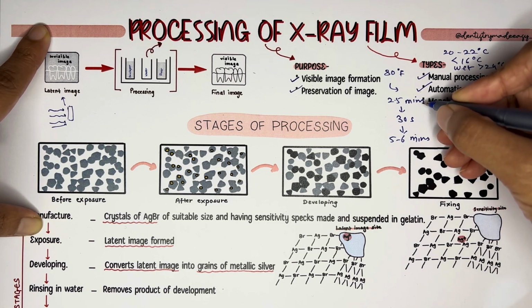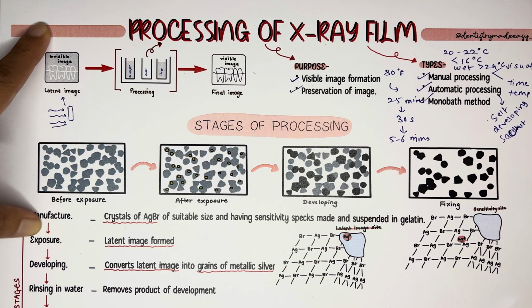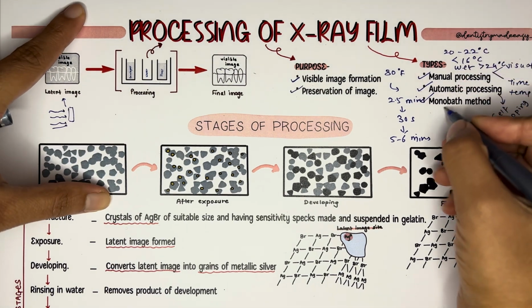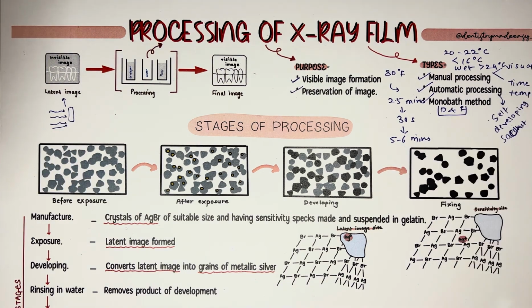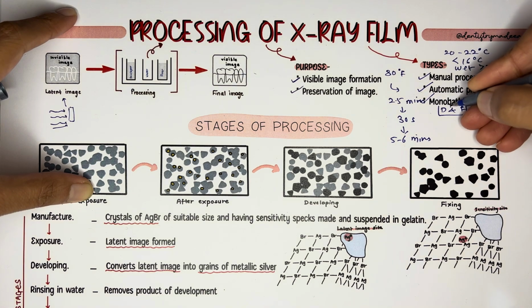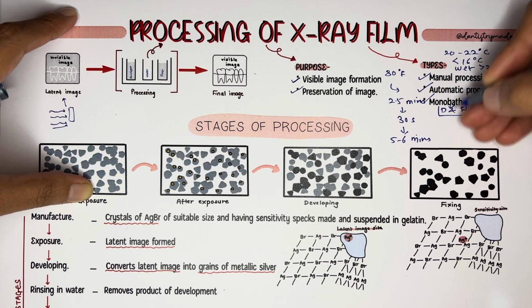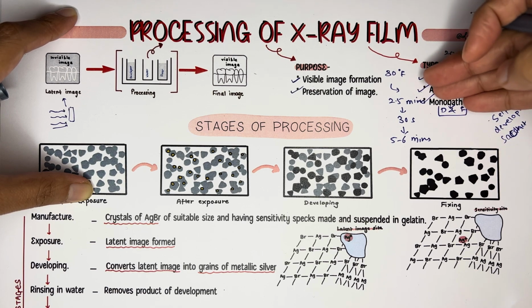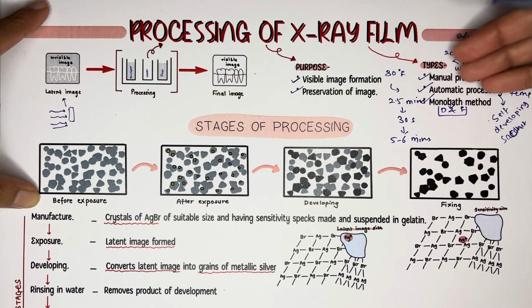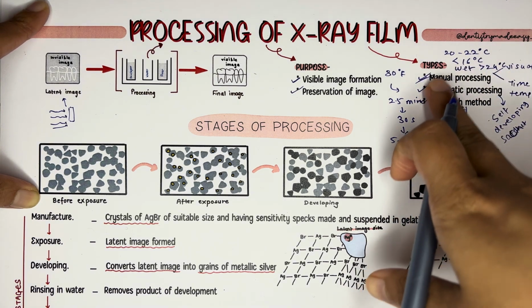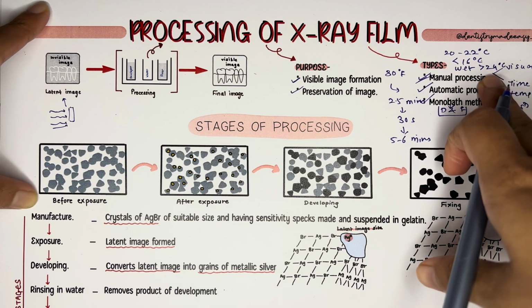Now the next type of processing is known as the monobath method. As the name says, in monobath the developer and fixer are mixed in one solution itself. That means you're just going to dip your X-ray film into the solution which contains both of them simultaneously. So these are the types of processing of X-ray film. The one which we are doing is manual processing, and I'm going to show you manual processing practically.